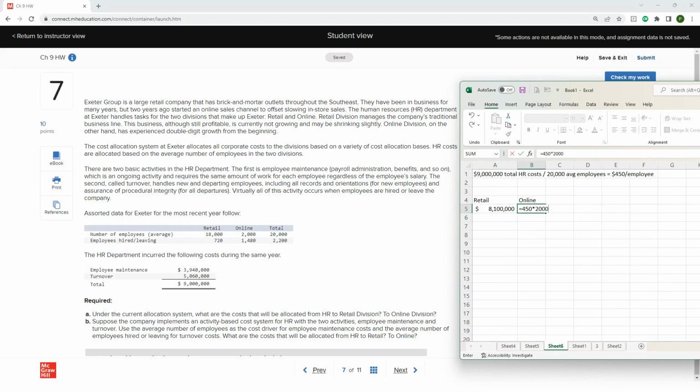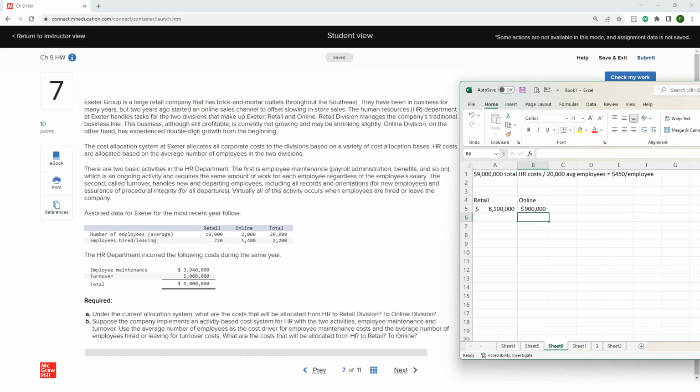So for part A, those are your figures. Now for part B, they want to allocate a little bit differently. They want to allocate based on employee maintenance and turnover. The reason is that since the retail division has vastly more employees, it should also be allocated more of the employee maintenance costs. And for turnover, the online division has higher turnover, so that division should be allocated more of the turnover costs. So we have to calculate these rates.